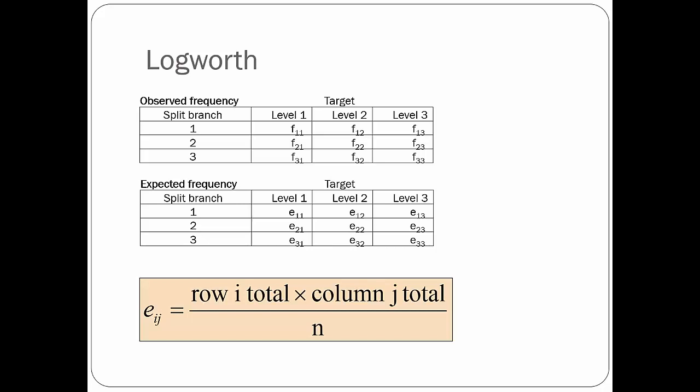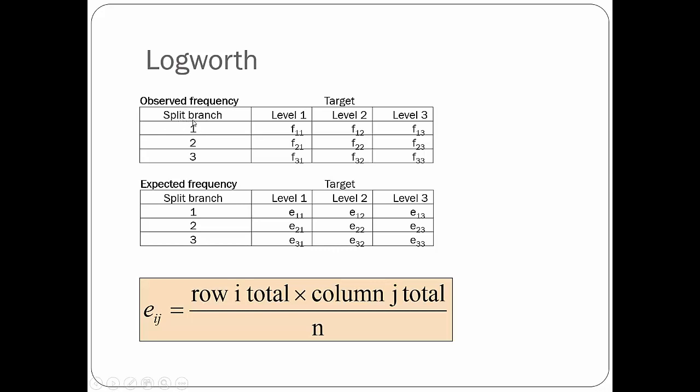The next measure is Logworth. Logworth works somewhat differently. You don't have a left side Logworth and a right side Logworth and then take a weighted average. No, you don't have to do that. For each split, you get one Logworth value.